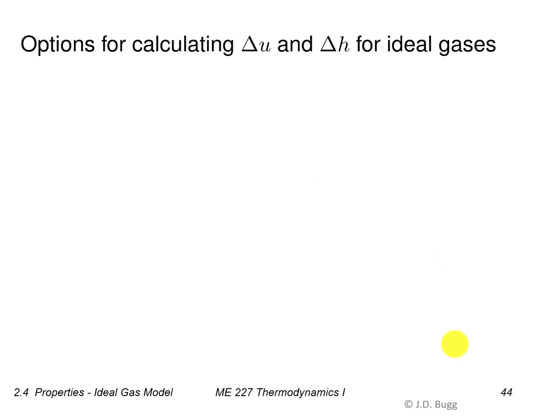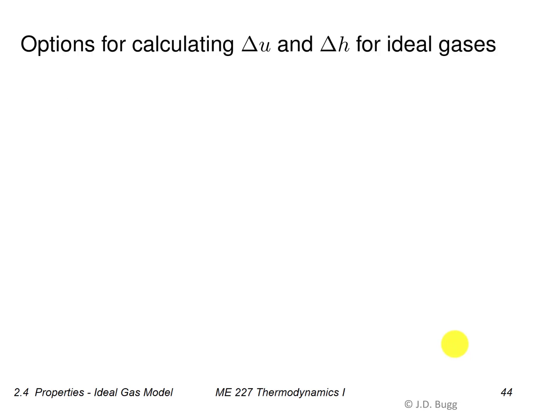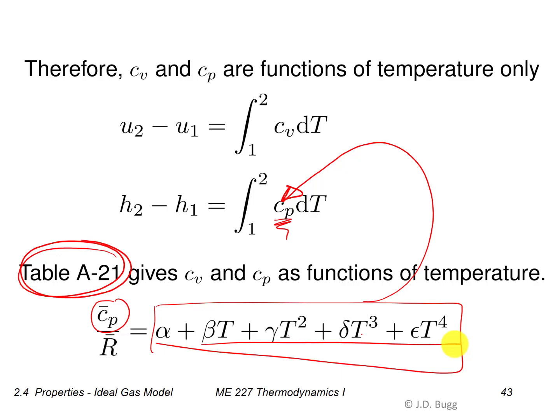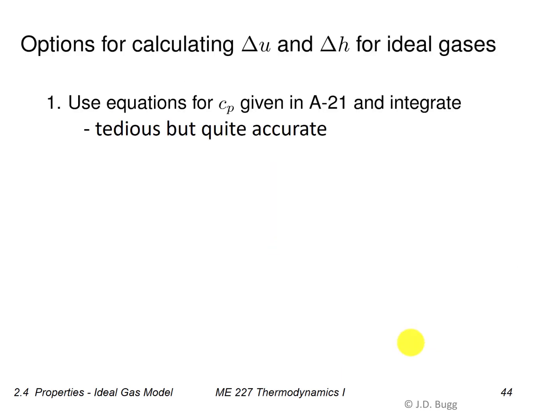So let's look, however, at several options for calculating delta U and delta H for ideal gases. So one is the one I just talked about. Use equations for Cp given in A21 and integrate them. Notice we would have to integrate them, just going back to this expression here, we would have to evaluate that integral. So if you're doing hand calculations, that's a little bit tedious. This is a fourth order polynomial. It's doable, but it's a little bit tedious. So for hand calculations, this is tedious, but of course it's quite accurate because the fourth order polynomial does a really good job of returning an accurate Cp as a function of temperature.